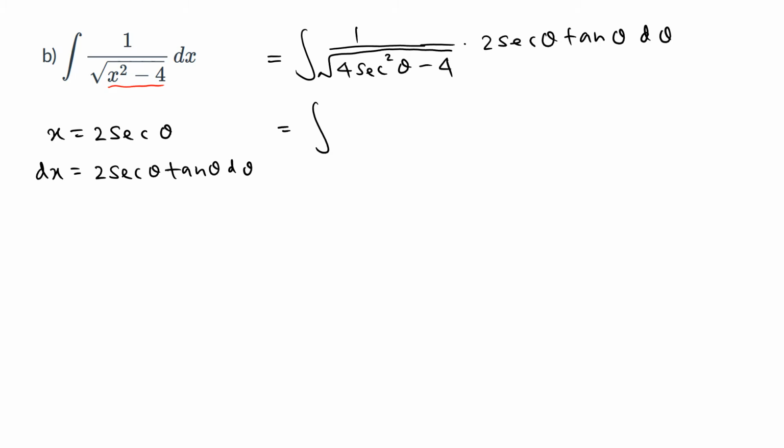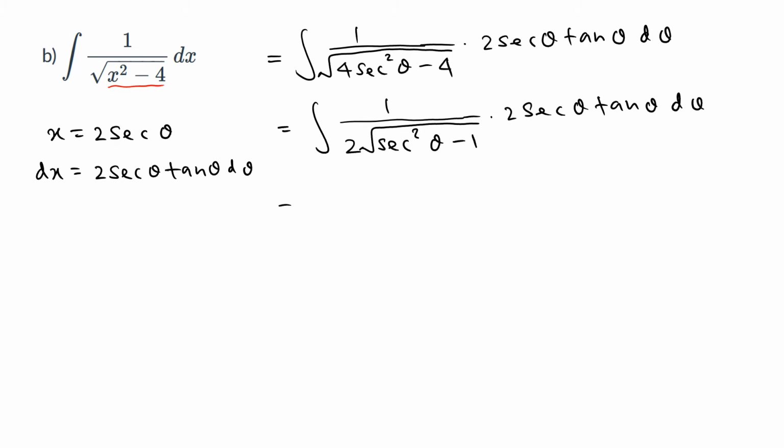Now you can see this is 4 under the square root. If you take 4 as a factor under the square root, it becomes 2. That means you can write this as 2 times the square root of secant squared theta minus 1, and then this is 2 secant theta tan theta d theta. Now you can see 2 and 2 get cancelled, and then we also know that secant squared theta minus 1 is simply tan squared theta, so we can use that here. So that means this is 1 over the square root of tan squared theta from the trigonometric identity, times secant theta tan theta d theta.